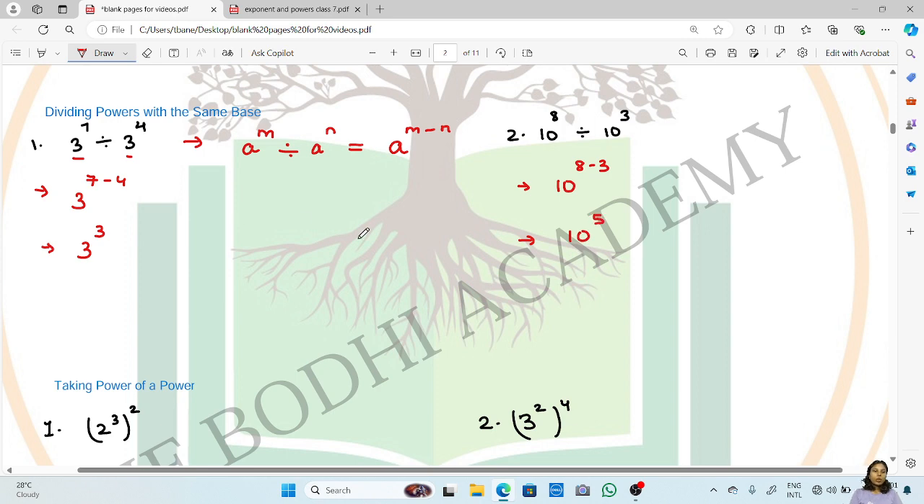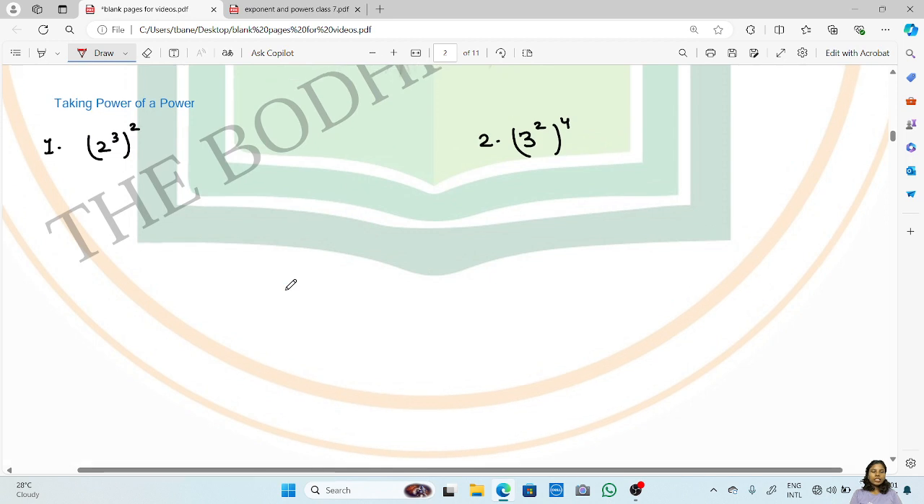Understood? Now let's move ahead and see taking power of a power. Taking power of a power means a base is there, to that one certain power is raised, and now to that whole number another power is being raised. So now let's try to expand this and write. So we have 2 raised to 3 raised to square. What this means is that 2 raised to 3, or 2 to the power of 3, is simply multiplied twice.